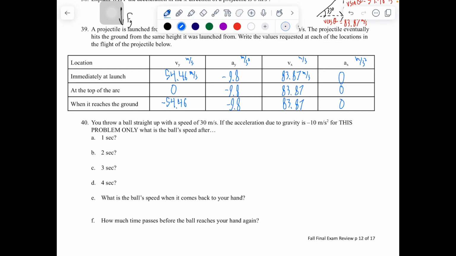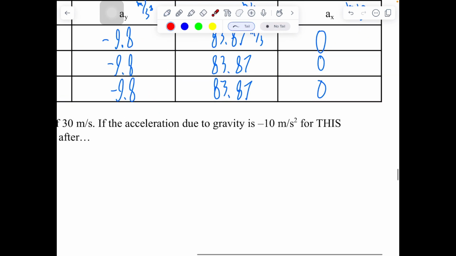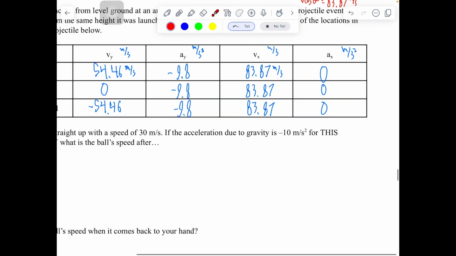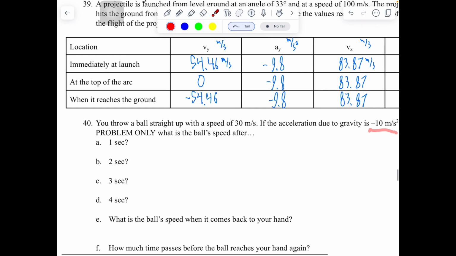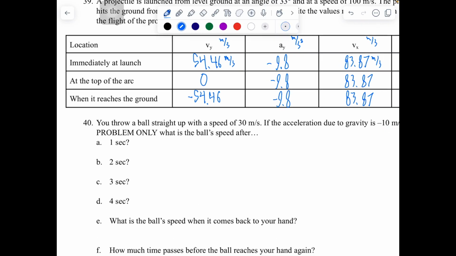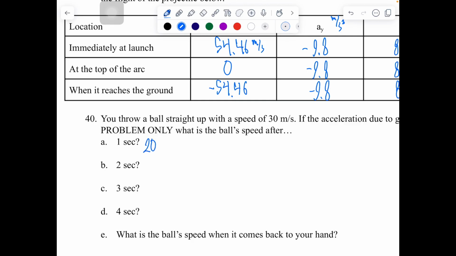You throw a ball straight up with a speed of 30. The acceleration due to gravity is negative 10. For this problem only, what is the ball's speed after 1 second? Well, keep in mind what acceleration means. This is the change in your velocity every second. Every second, your velocity should decrease by 10, because our acceleration is negative 10 for this problem. So, you start with a velocity of 30. 1 second later, it is decreased by 10. It is 20 meters a second. 2 seconds, 10 meters a second. 3 seconds, 0 meters a second. It's at its peak. 4 seconds, negative 10 meters per second.